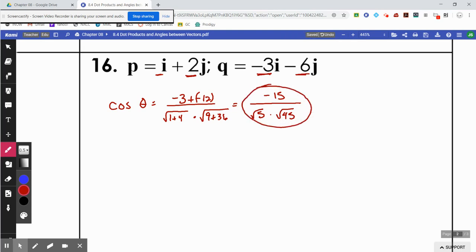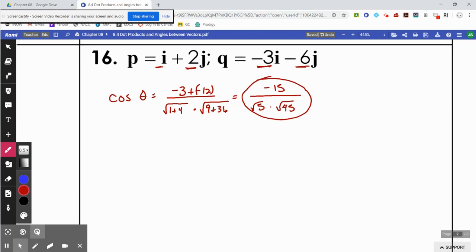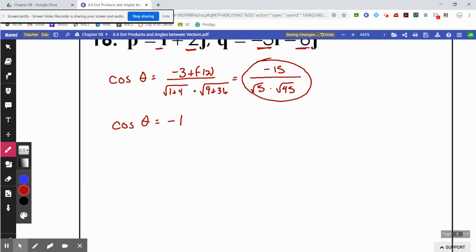Plug all of that into your calculator, and something odd actually happens. When you plug that in, you get the cosine of theta is equal to negative 1. So then you have to go again, that's a quadrantal angle. Where is cosine equal to negative 1? That'd be right here at 180 degrees. So therefore, theta is equal to 180 degrees.